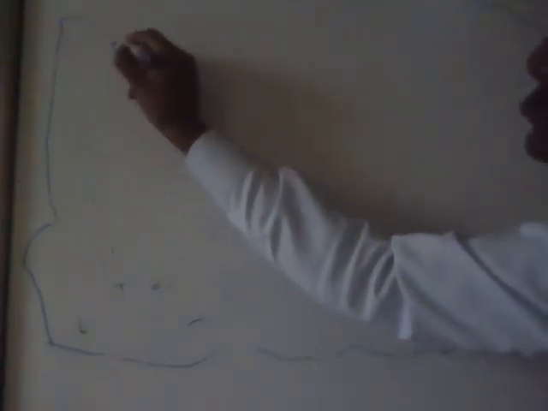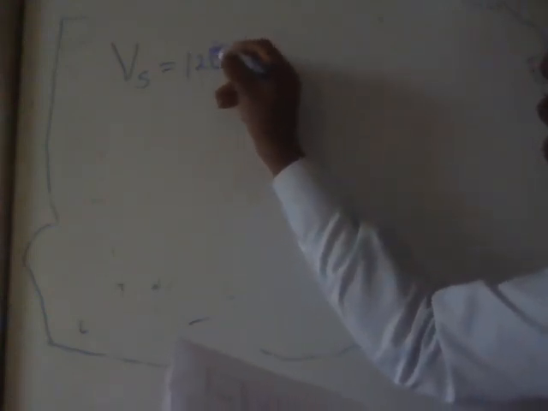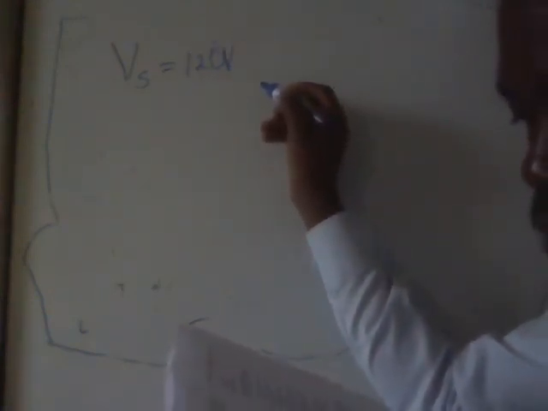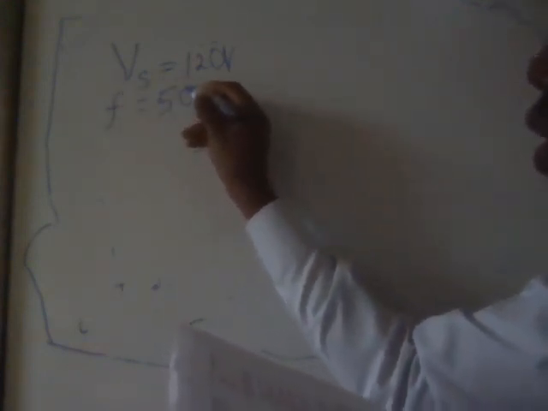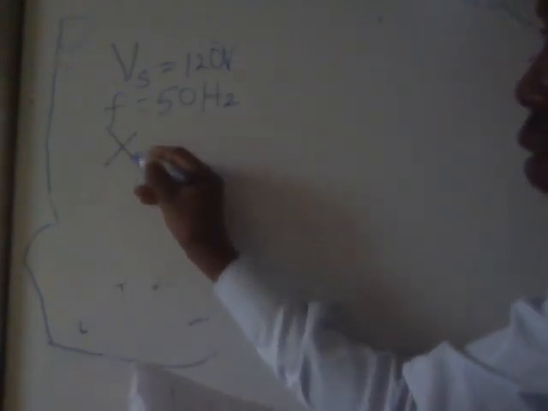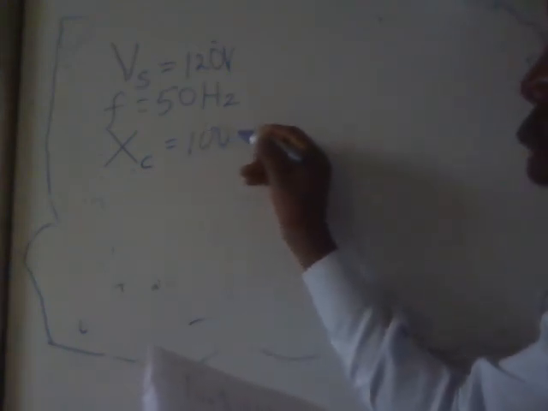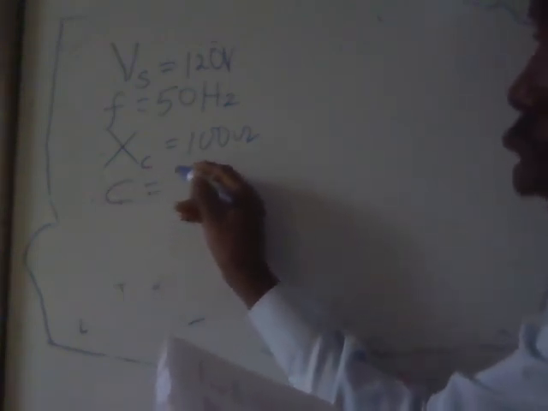Let's look at the parameters. A capacitor is connected across a 120 volt RMS. That is the voltage source, V sub S. Voltage source is 120 volts. Frequency 50 hertz AC source, so frequency F is 50 hertz. If the capacitive reactance is 100 ohms, that is X subscript C, capacitive reactance is 100 ohms. Calculate its capacitance. Capacitance is capital C equals question mark.